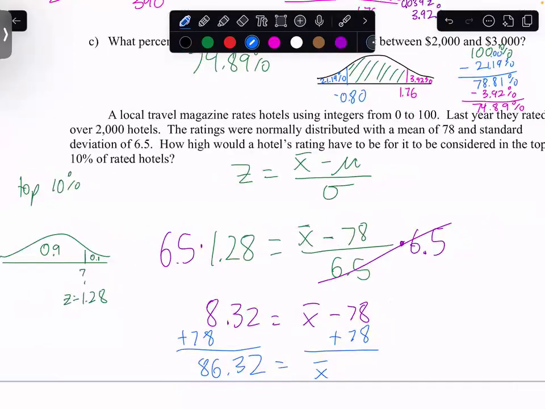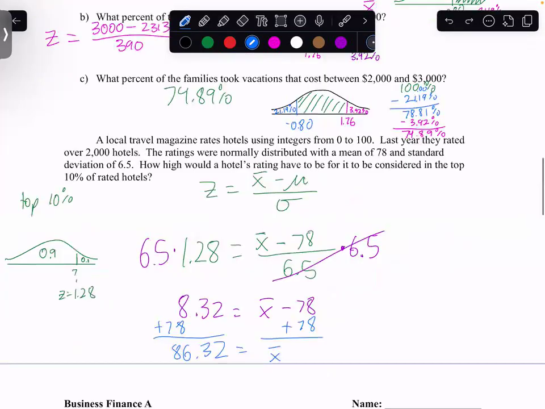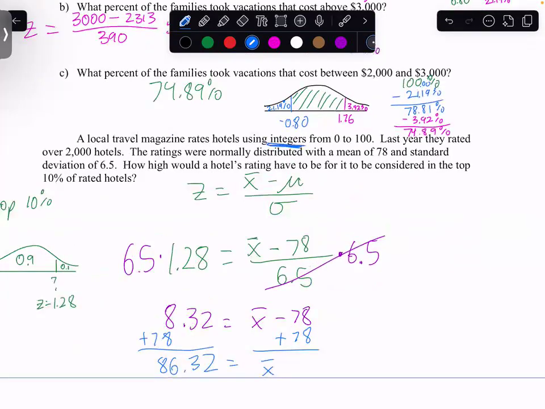Okay, so if a hotel scored 86.32, their z-score would be 1.28, which means that 90% of scores are below, so that would put them in the top 10%. Now, it says that the scores can only be integers, so basically whole numbers. So that means that we would probably round this to the next number up, right? So 87. You don't want to do 86 because that would mean that less than 90% is to the left. So you want to go further up.